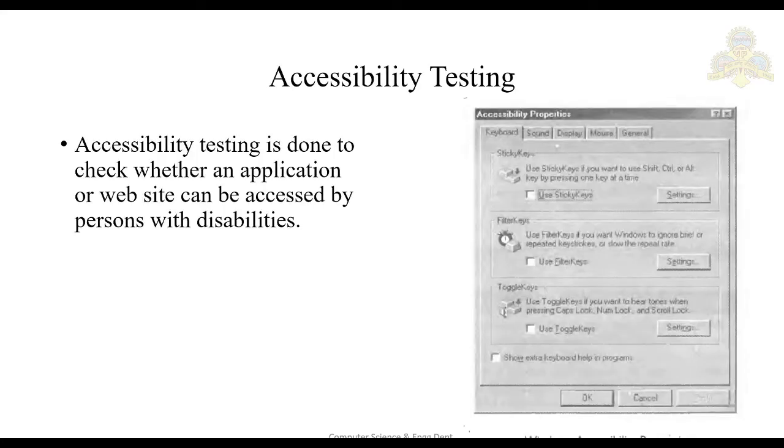The next type of testing is accessibility testing. Accessibility testing is done to check whether an application or your website can be accessed by persons with disabilities. Till a few years ago, the developers did not bother about making applications, particularly internet resources, available for persons with disabilities. But now the governments are bringing out different acts, making it mandatory to make websites accessible by persons with disabilities, such as the US government's Disability Discrimination Act.